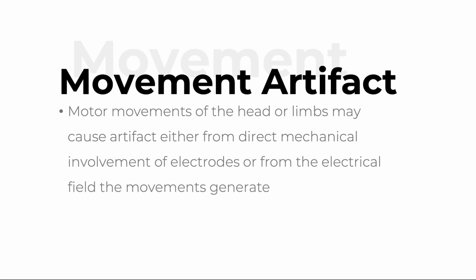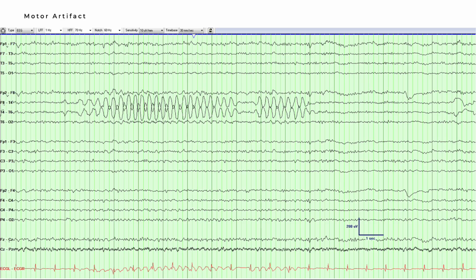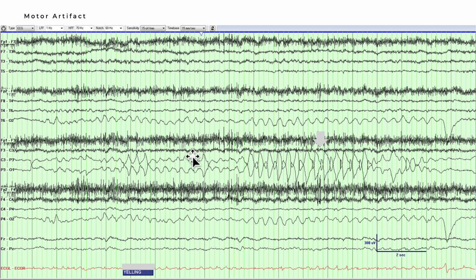Movement artifacts of the head or limbs can cause a lot of artifact, either from direct mechanical involvement of electrodes, like the electrodes themselves being moved against the pillow, or from the actual electrical field the movements themselves generate. We hit on this a little bit with the teeth brushing artifact earlier, but you can have really substantial artifacts. This patient was being shaken somewhat by the family, and this region here was most affected. So this is a head tremor here, and it's really causing a lot of artifact.